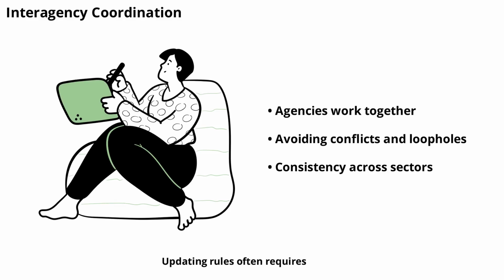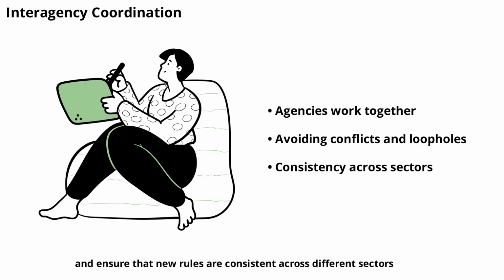Updating rules often requires coordination between multiple government agencies. Effective communication and collaboration help avoid conflicts, close loopholes, and ensure that new rules are consistent across different sectors.